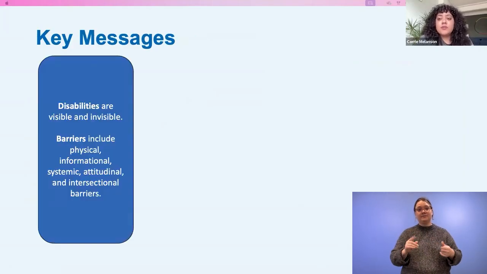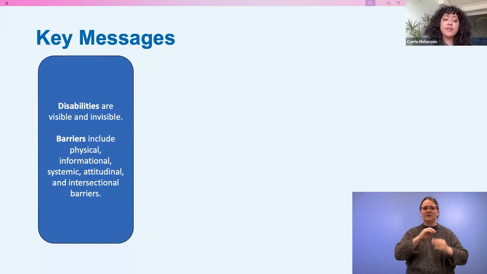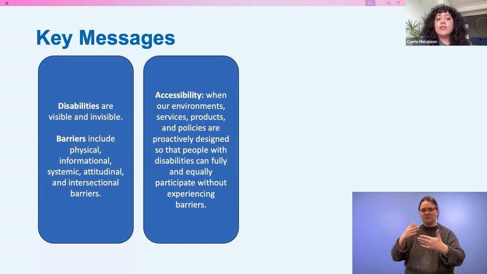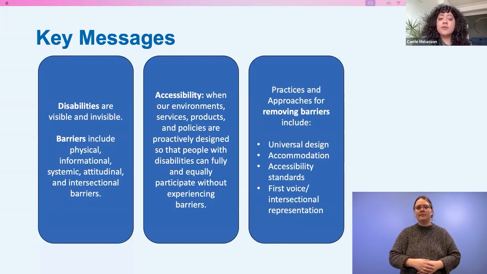So next we have our key messages. The first one is disabilities are visible and invisible, and barriers include physical, informational, systemic, attitudinal, and intersectional barriers. And what is accessibility essentially? When our environment, services, products, and policies are proactively designed so that people with disabilities can fully and equally participate without experiencing barriers.